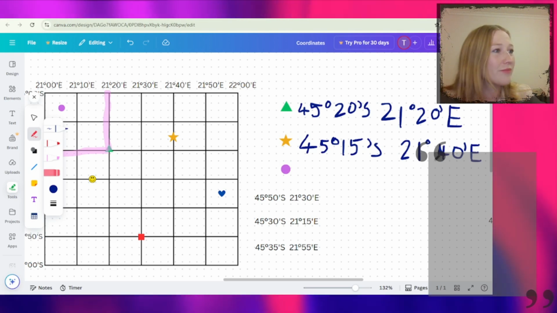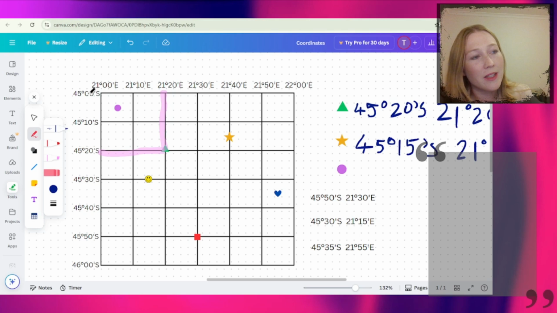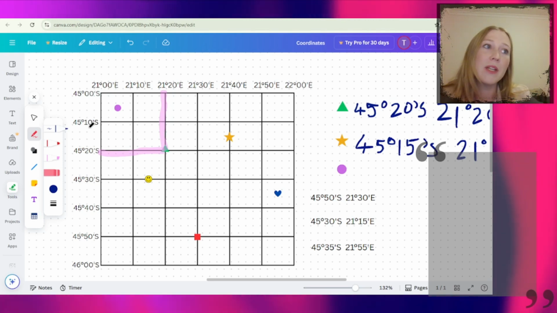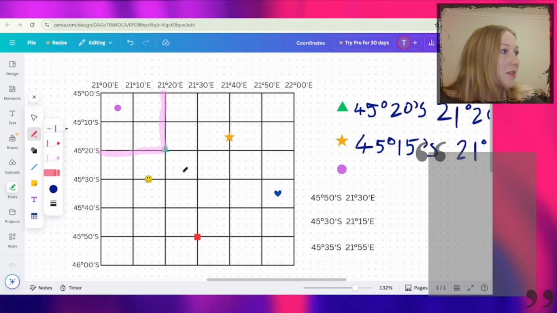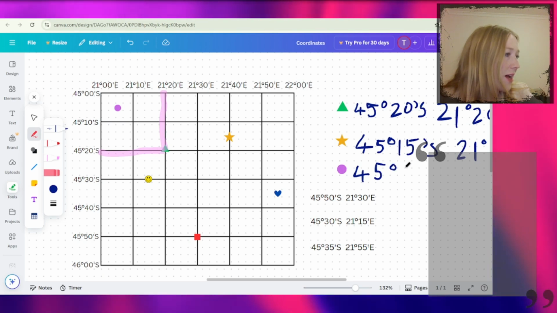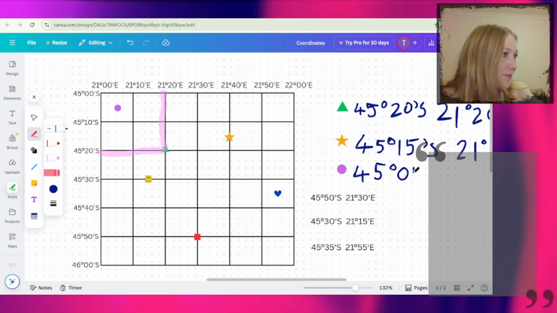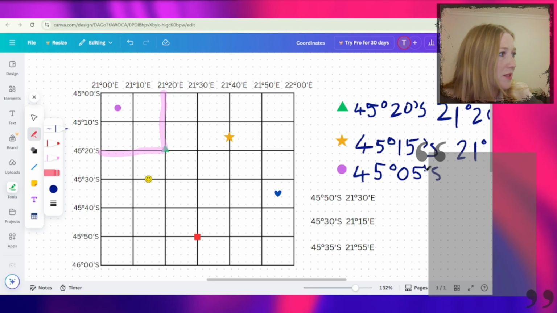Great. And then finally the little purple circle. That's between 0 minutes and 10 minutes. So we're going to call it 5 minutes. Degrees and 5 minutes. South. Oh, almost forgot my minutes. There we go.